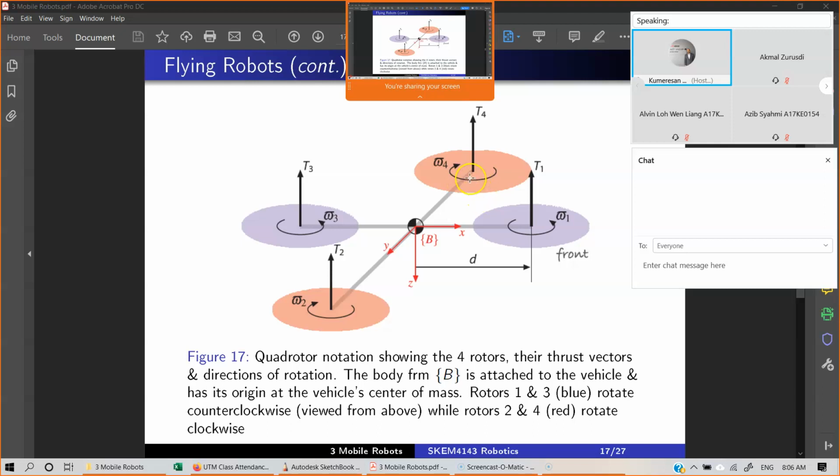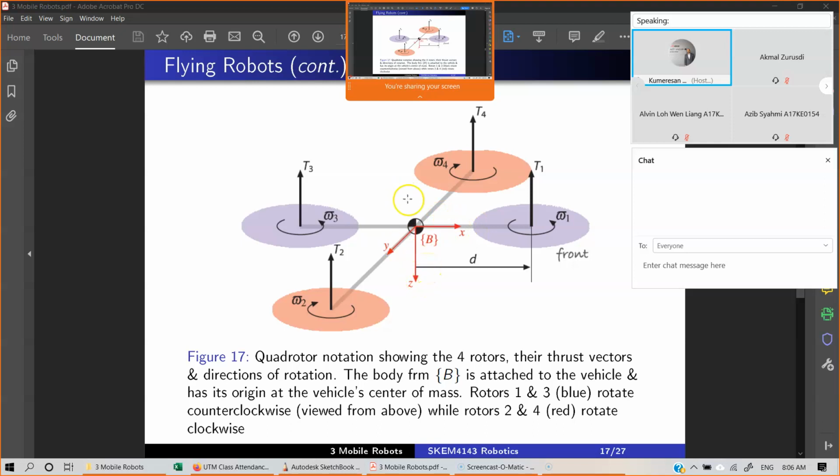Furthermore, rotation of the quad rotor about the x-axis is called roll, or rolling motion. The rotation about the y-axis is called pitching motion. And rotation about the z-axis is called yaw, Y-A-W. So roll, pitch, and yaw.